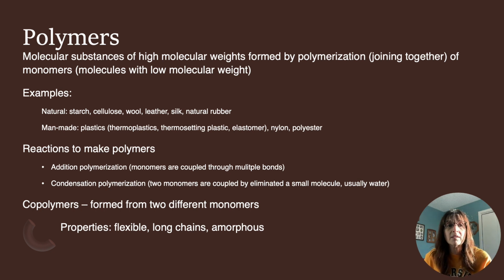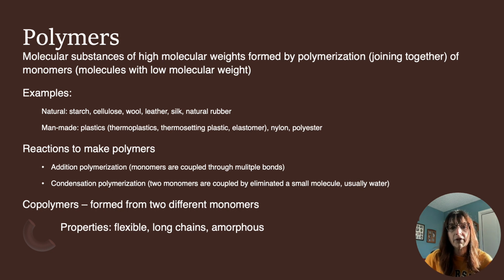Let's briefly discuss what a polymer is. You guys know poly means many, and that's pretty much all we're talking about here. These are just molecular substances of high molecular weights formed by polymerization, joining together of monomers. You've heard this with proteins, hooking the amino acids together to make a protein. We have lots of natural examples: starch, cellulose, wool, leather, silk, natural rubber, and of course there's a bunch of man-made ones: plastics, nylon, polyester.